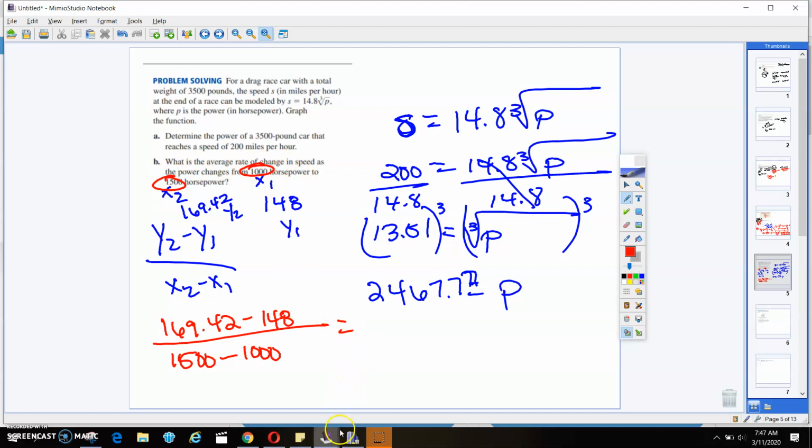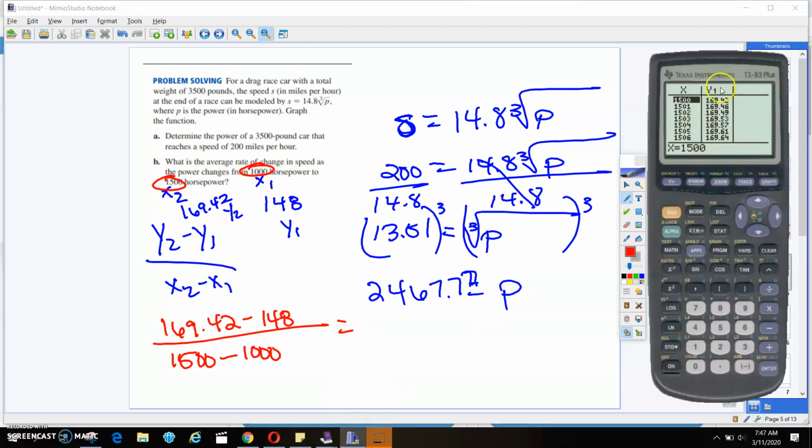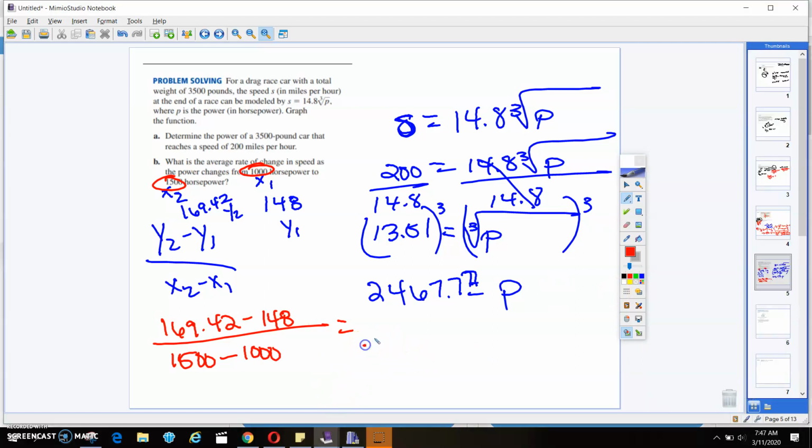Okay? We get 16.6. And when I plug that into my calculator, I get 169.42 minus 148. I'm going to hit enter, and I'm going to divide it by 1,500 minus 1,000. And that's going to give me an average rate of change of 0.04284.